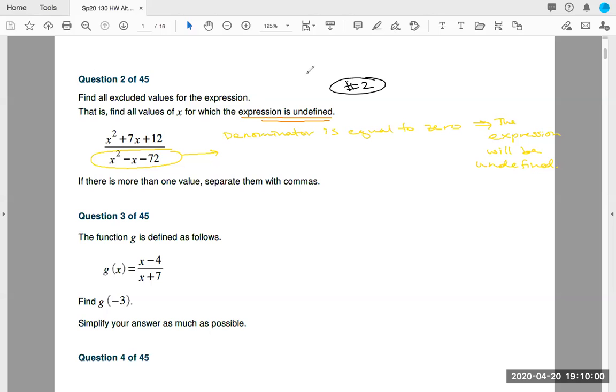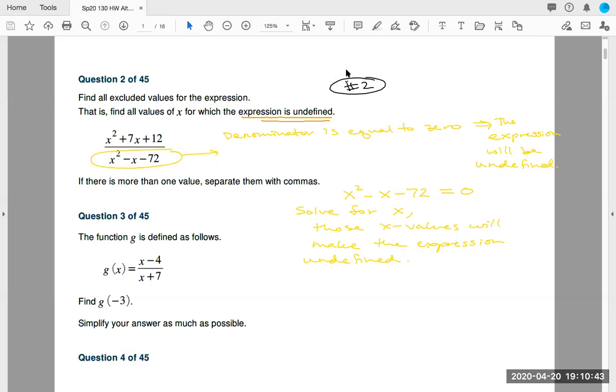Okay, so let me go over here. We have x squared minus x minus 72. We're going to set that equal to 0 and solve for x. Whatever x values we get will make the expression undefined. Okay, let me save that.